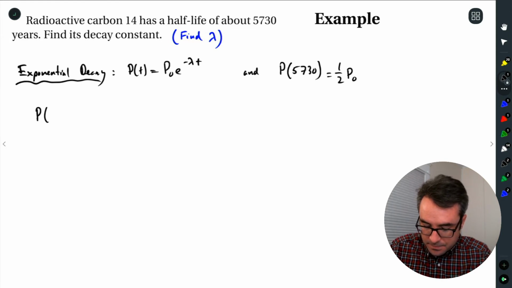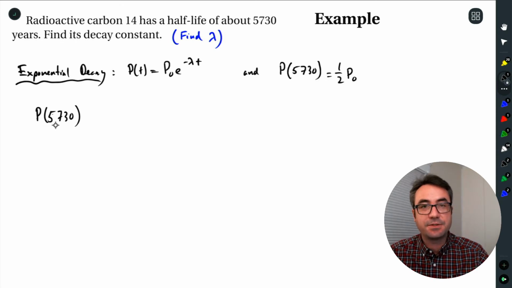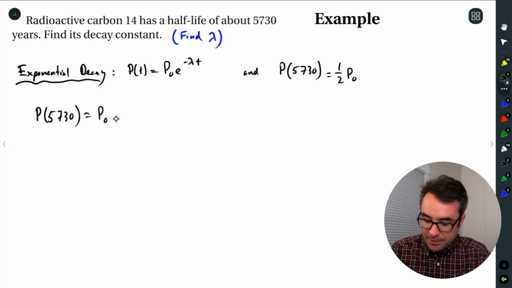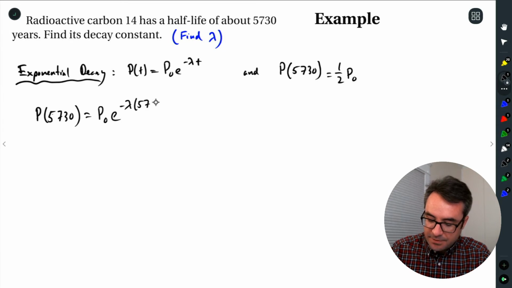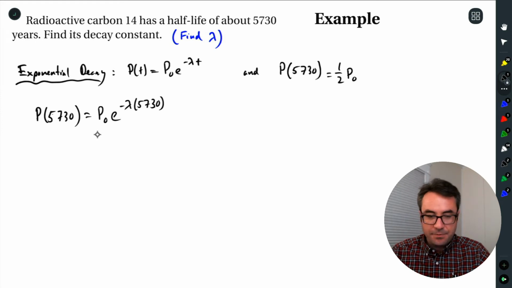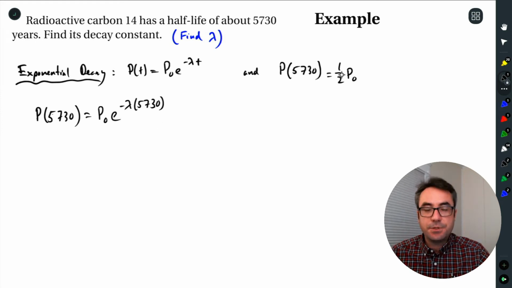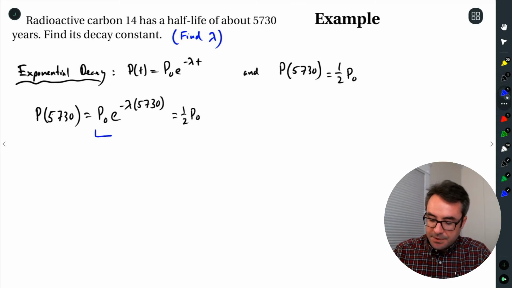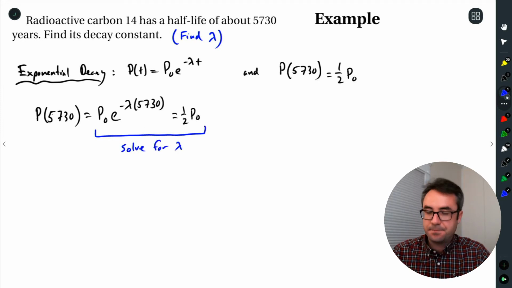So let's start with this quantity that we're interested in, P evaluated at 5,730. Let's actually plug that into here. So we'll have our initial population times e raised to the negative lambda, and lambda is what we're trying to find. And then we're plugging in 5,730 for our time here. And we know that if we evaluate this, it should be equal to 1/2 times our starting population. And this gives us an equation that we can then use to solve for lambda.